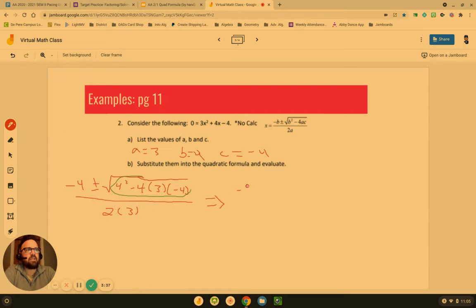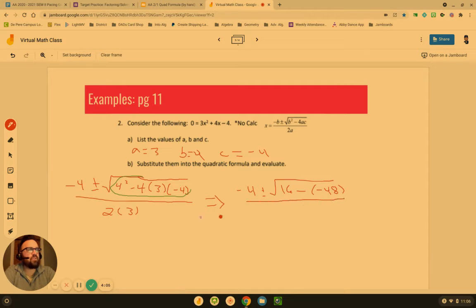So I get negative 4 plus or minus the square root. If I'm using order of operations, exponents, we have to do all of the exponents. So that's 16 minus whatever these multiply to. 4 times 3 times negative 4. 4 times 3 is 12. 12 times negative 4 is negative 48.